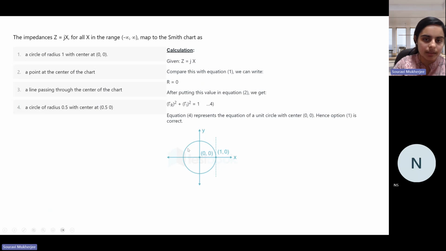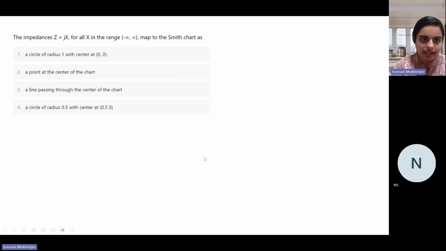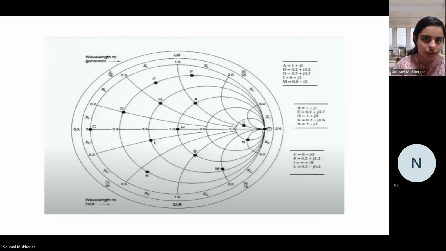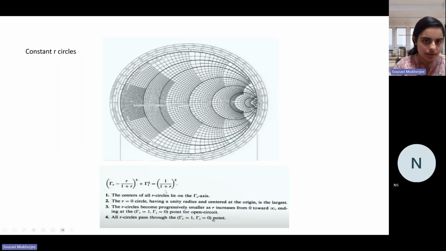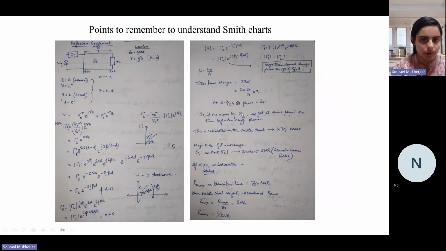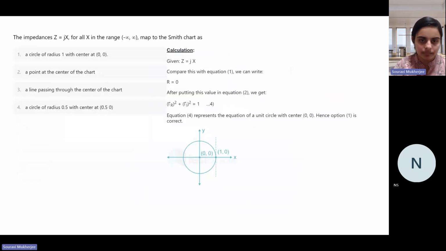Suppose if it was some random point, then it would be some random circle. But basically it comes from first plotting the value. So here what it is telling you is that your R is 0, so you're somewhere on this line. Now, when you put R equal to 0, you can always put it in these expressions to find the equations of your circles, and that will give you the plot on the Smith chart.